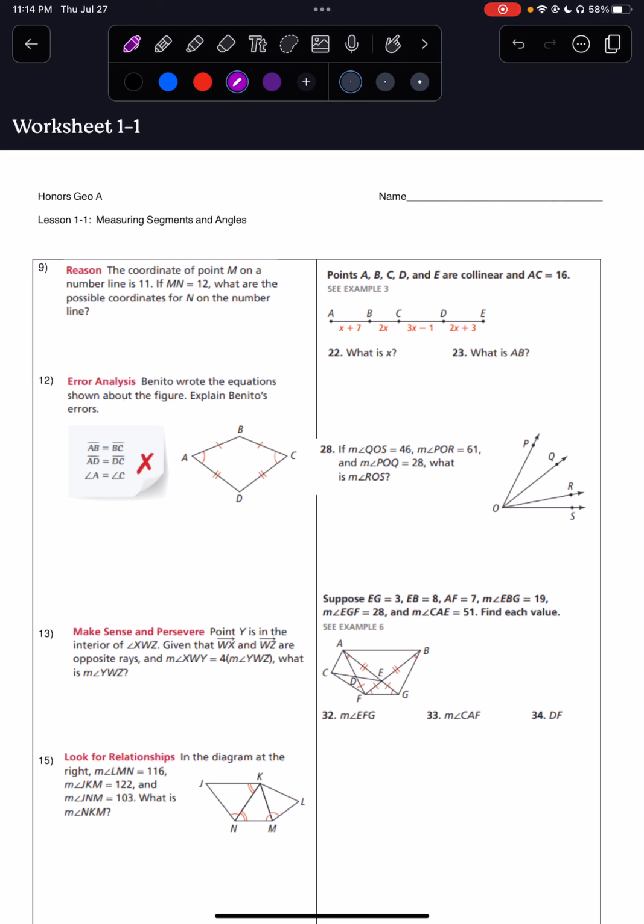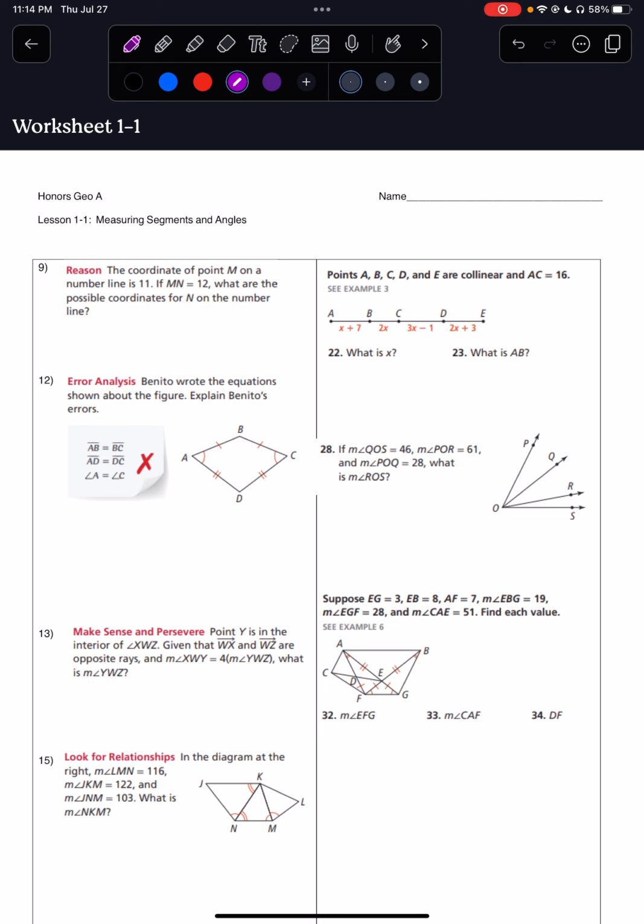Hello, everybody. I'm going to try a new thing here and see how making a video answer key for a homework worksheet goes, and see if this is something that we like and we want to keep going with in the future. So number 9, the coordinate of point M on a number line is 11.